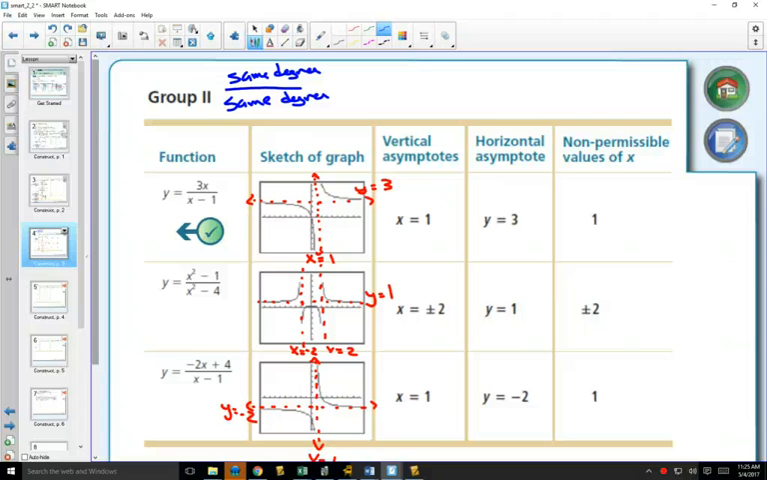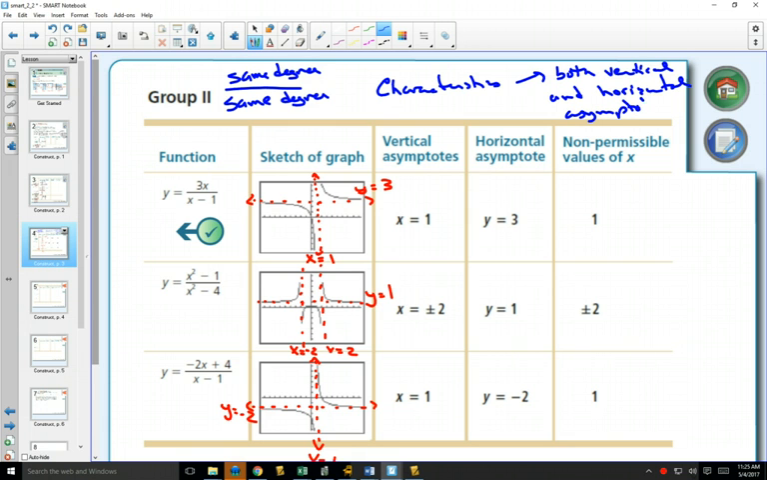So the question is, what are some of our characteristics? Well, our characteristics for these ones is it has both vertical and horizontal asymptotes. Again, sometimes these groups are going to get mixed together.